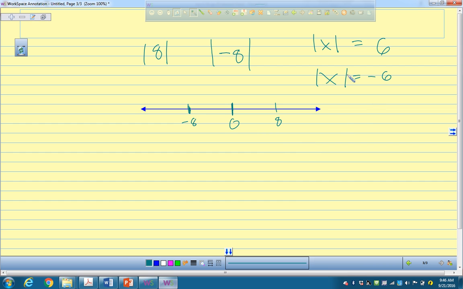No. Whenever you take the absolute value of something, it always has to be a positive number. So if you see something like this, you say no solution, okay? Or you say this, empty set, or you say this. If you're trying to solve an absolute value equation for a negative number, it does not work, okay?